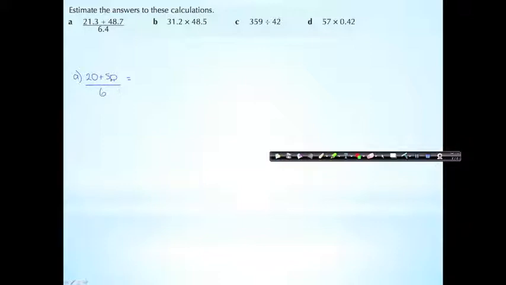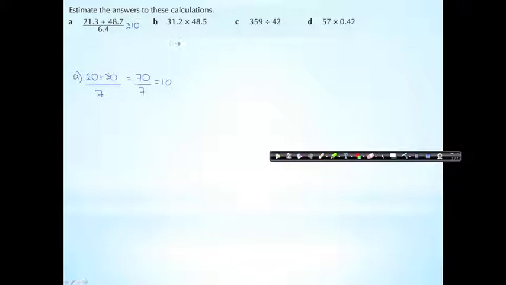So we've got 20 plus 50 is 70. Dividing by 6 is going to be a little bit tricky, and because we're just approximating, we can say instead that we're going to divide by 7. Okay, so because 70 divided by 7 is easy to do, it's going to be 10. So the first one is approximately 10.